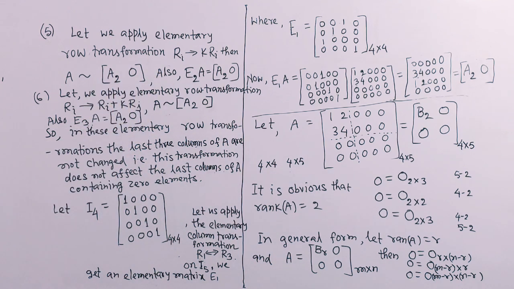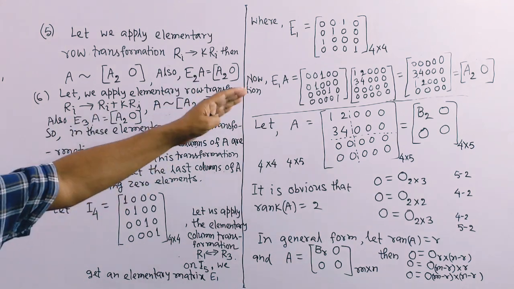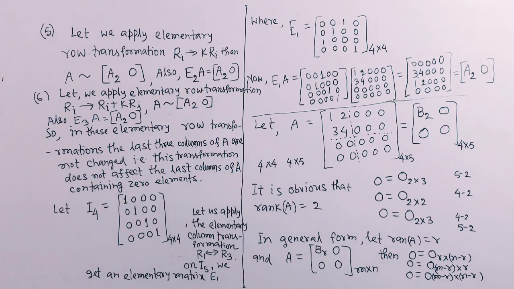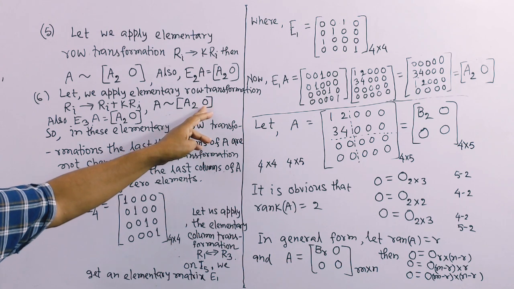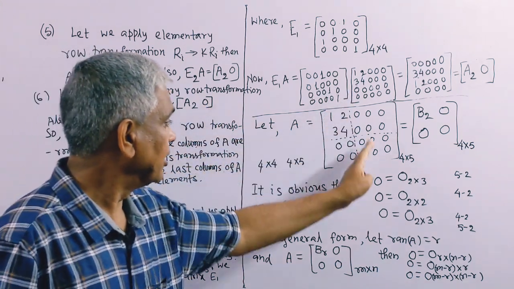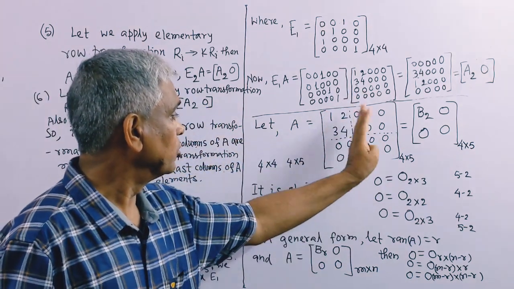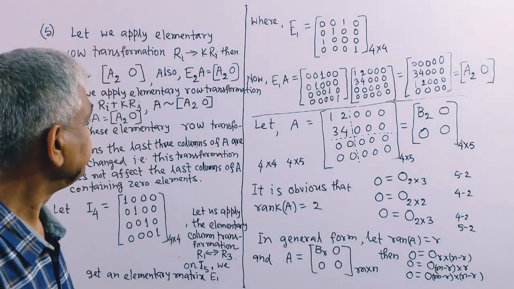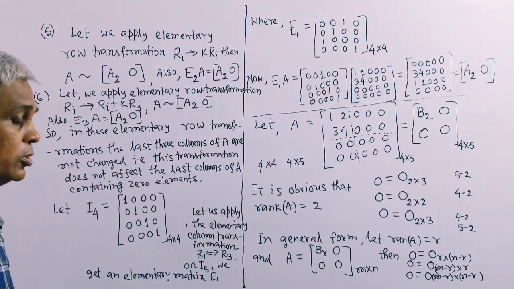So in these elementary transformations, we see that the last 3 columns of A are not changed. That is, this transformation does not affect the last 3 columns of A containing 0. That is, this part remains the same as A. Here, this 0 part will be the same, means A2 0.